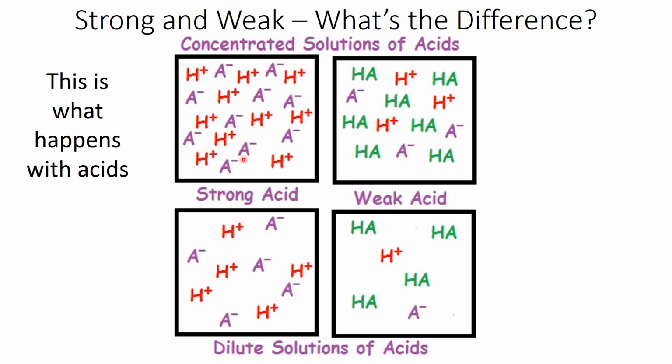So we don't refer to strong and weak when we're talking about the concentration. We talk about strong and weak this direction when we're talking about the percentage of ionization. Okay, so this is weak dilute, weak concentrated. This is strong dilute. This is strong concentrated.